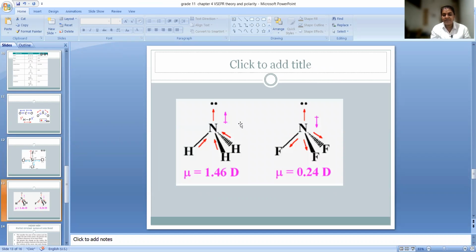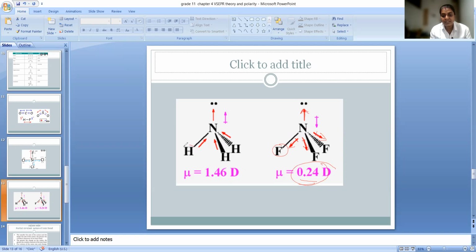Now let us see this case. Every time they're asking in the paper. They can ask you a question: why is the dipole moment very low for NF3 and high for NH3? The reason is, looking at the bond dipole, fluorine is more electronegative than nitrogen, so the bond dipole direction is this way. And here the direction of the lone pair is up. So they act in opposite directions, they cancel each other, and we get a lower dipole moment here. So it is less polar compared to this.